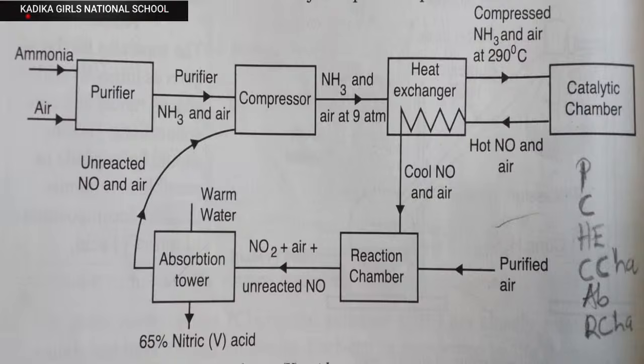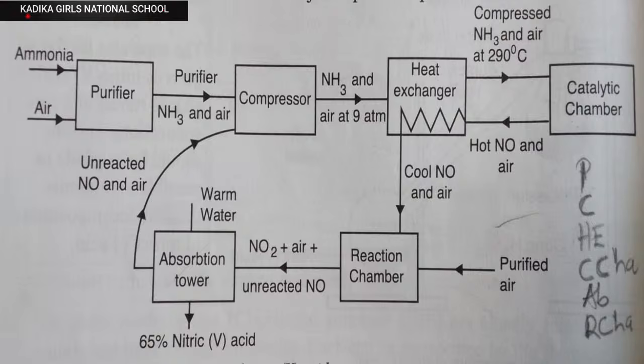Draw and label a flowchart showing the stages involved in the manufacture of nitric 5 acid. I know you cannot draw it and paste it there, but we have displayed it on the screen, and this is good. You can see it there.